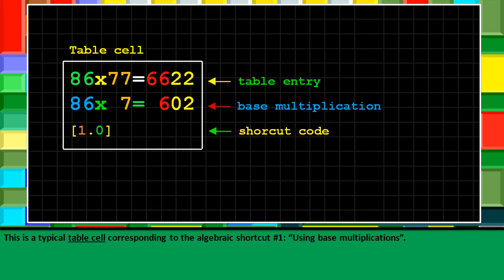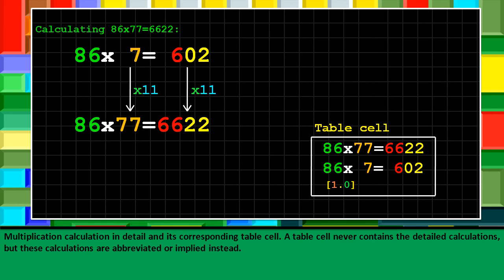This is a typical table cell corresponding to the algebraic shortcut number 1, using base multiplications. Multiplication calculation in detail and its corresponding table cell. A table cell never contains the detailed calculations, but these calculations are abbreviated or implied instead.